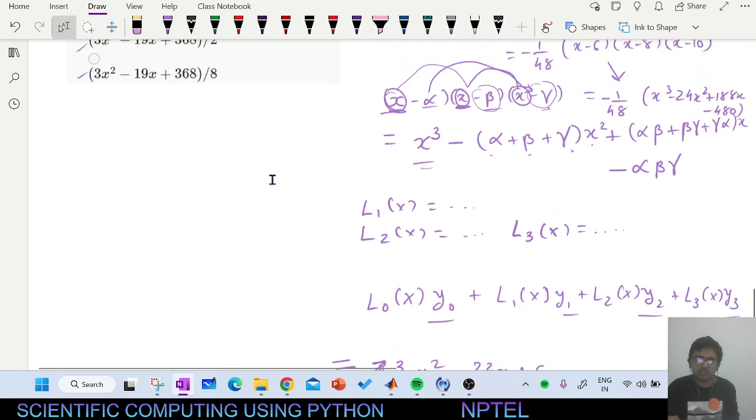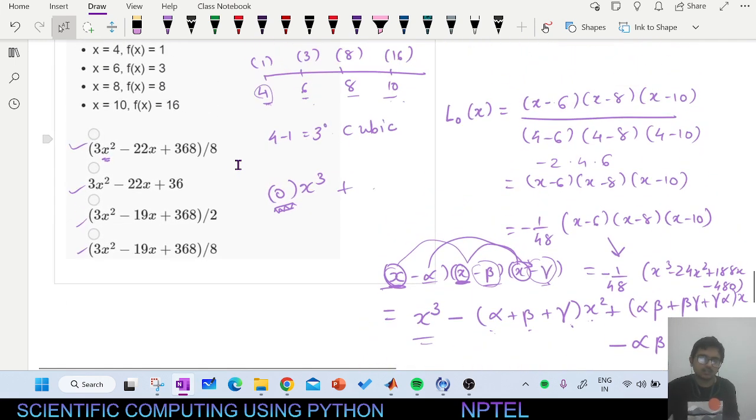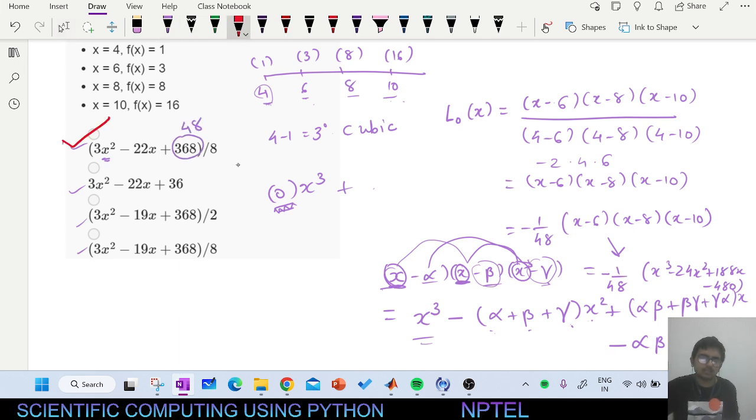Again, unfortunately, it's not in the solution, right? So if this was just 48, then this becomes the correct answer.